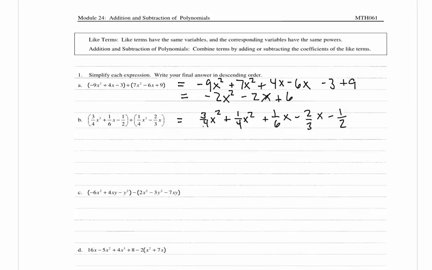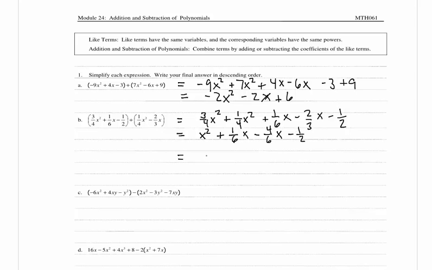So we have 3/4 x squared plus 1/4 x squared. We already have a common denominator of 4, and 3/4 plus 1/4 is equal to 1. So we have x squared. And for 1/6 x minus 2/3 x, we need a common denominator. So I'm going to make my common denominator be 6. So I have 1/6 x. And in order for 2/3 to have a denominator of 6, and we had a minus sign, we'd have to multiply our fraction by 2 over 2. So 2 times 2 is 4. So we have negative 4/6 x minus 1/2.